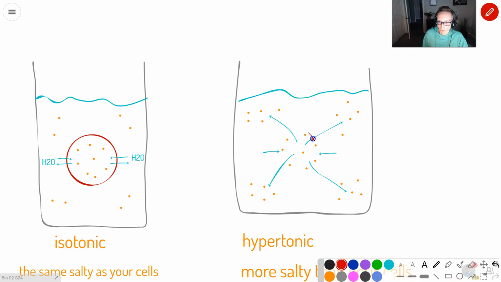So here the cell, it's called crenation, will actually start to shrink up and shrivel up like so. I got to keep these little salts in. The cell will shrink. It's called shrink and shrivel because the water is leaving it. It's getting less fluid. It's less full. Crenation.